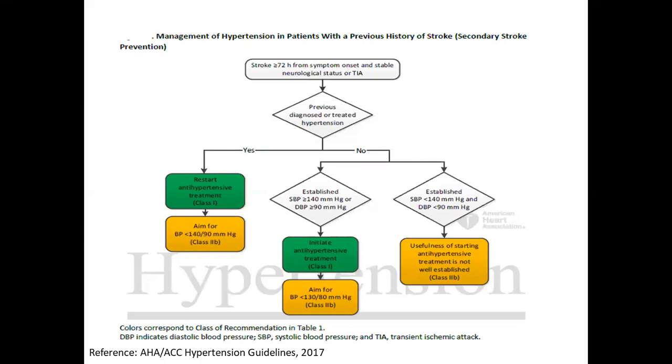Similarly, if the patient is a newly diagnosed case of hypertension, then we should again use the same principle to start the treatment. However, if the stroke patient has a BP of less than 140 by 90, we should not start them on the treatment.